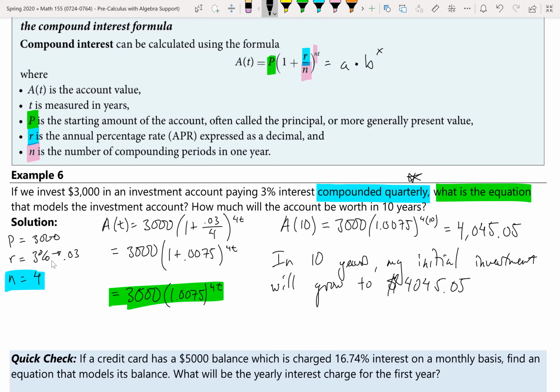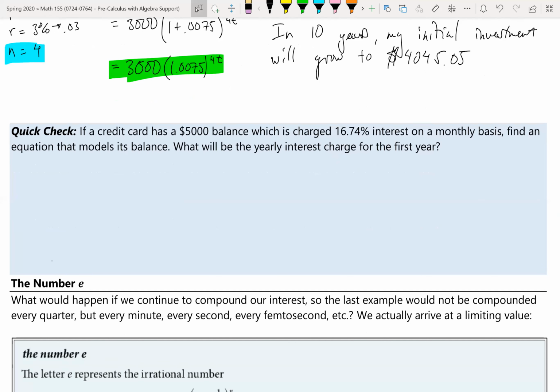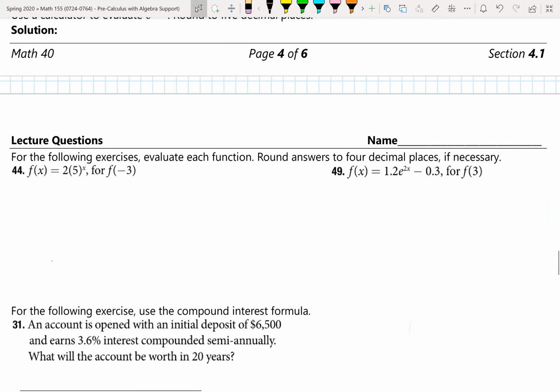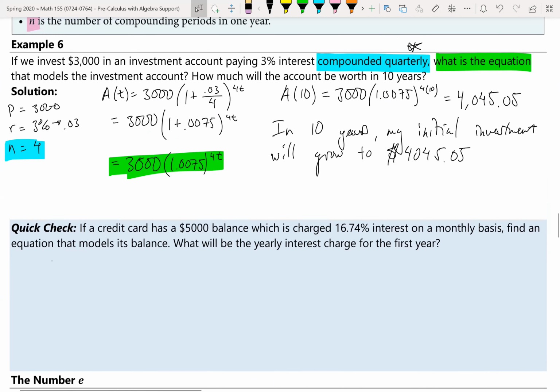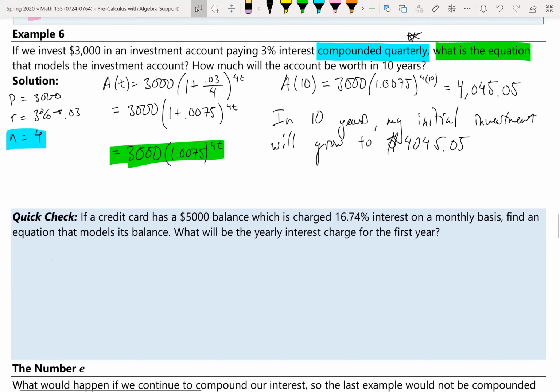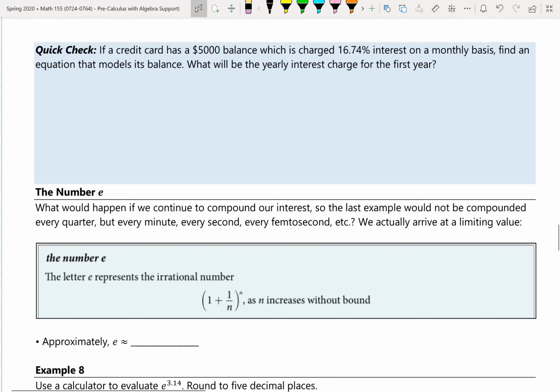We good? Then we got the lecture questions. I think, does everybody get example 6? Yeah, that was pretty easy. That was quick. Literally so easy. Alright, good. That's what I like to hear.